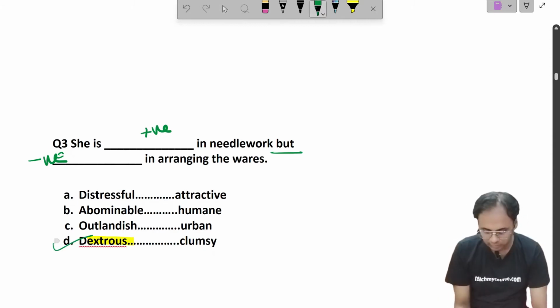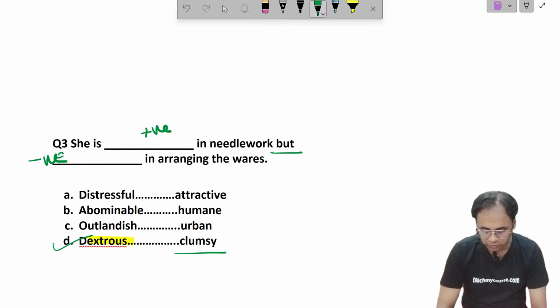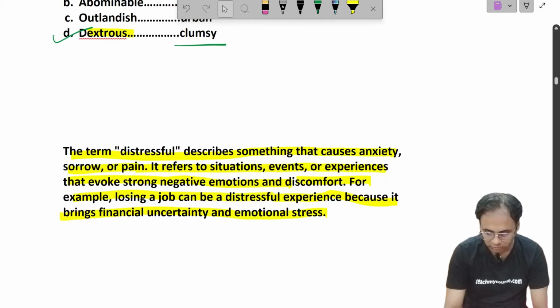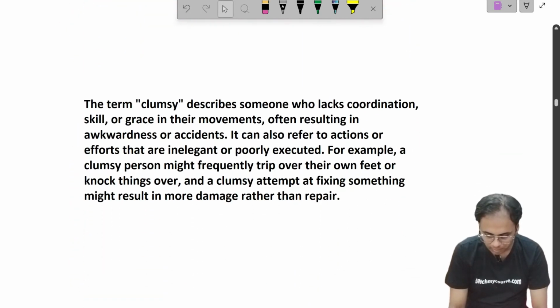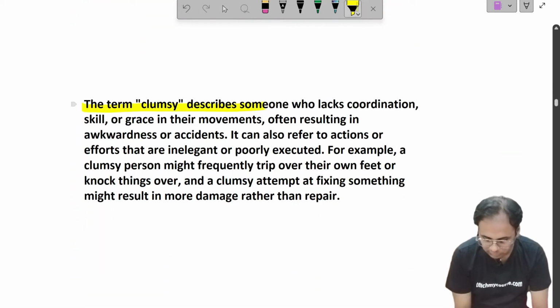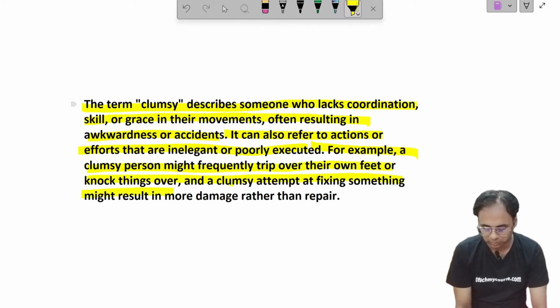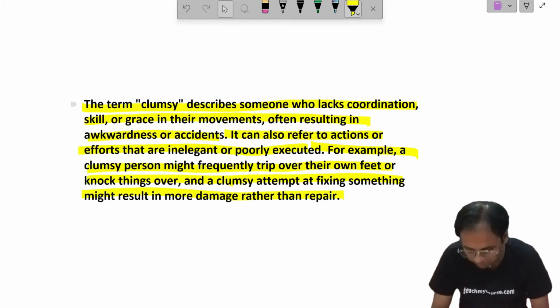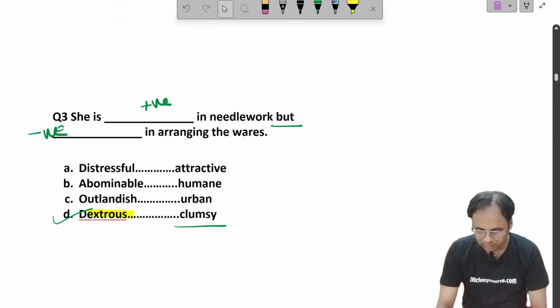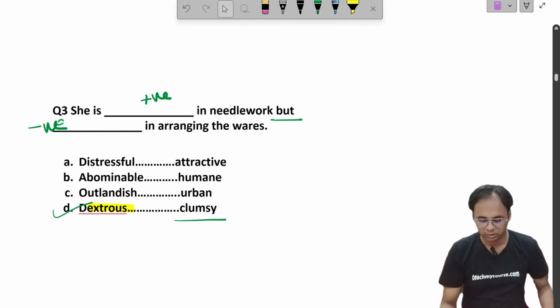And the other one is clumsy. What does clumsy mean? Like "she is dexterous in needlework but clumsy in arranging the wares." The term clumsy describes someone who lacks coordination, skill or grace in movements, often resulting in awkwardness or accidents. It can also refer to actions or efforts that are inelegant or poorly executed. For example, a clumsy person might frequently trip over their own feet or knock things over, and a clumsy attempt at fixing something might result in more damage rather than repair. So clumsy is like the person is doing hodgepodge kind of stuff and is not good.